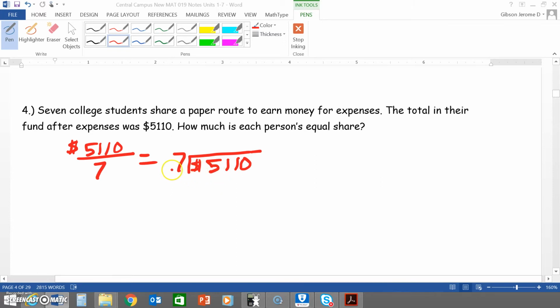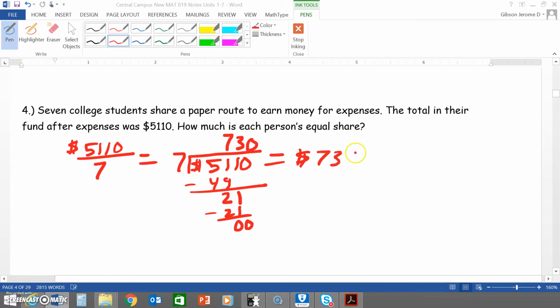We know 7 does not go into 5, but 7 does go into 51 7 times. 7 times 7 is 49. 51 minus 49 will give us 2. We bring down our 1. 7 goes into 21 3 times. 3 times 7 is 21. And we have 0. We bring this 0 down. 7 goes into 0 0 times. So our final answer would be $730 each.